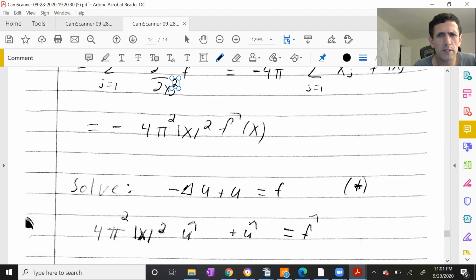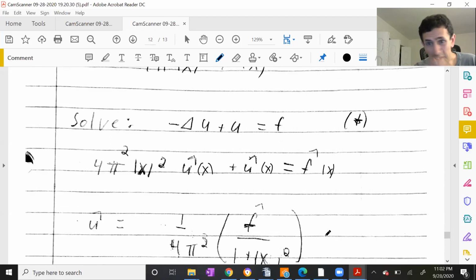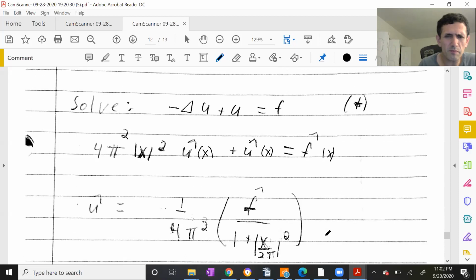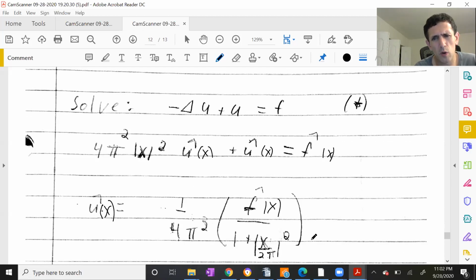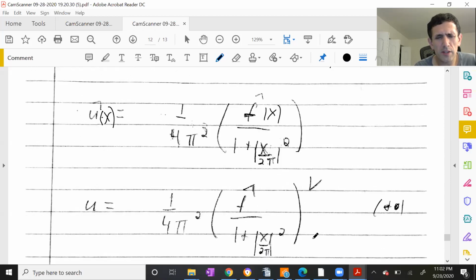So the minus gets rid of this minus, so it's 4 pi squared modulus x squared u hat of x equals f hat of x. So I guess I'll throw in x's here, not that it matters much. Okay, so we can just solve for u hat. u hat of x is f hat of x, pull out a 1 over 4 pi squared, 1 plus modulus x squared over 2 pi.